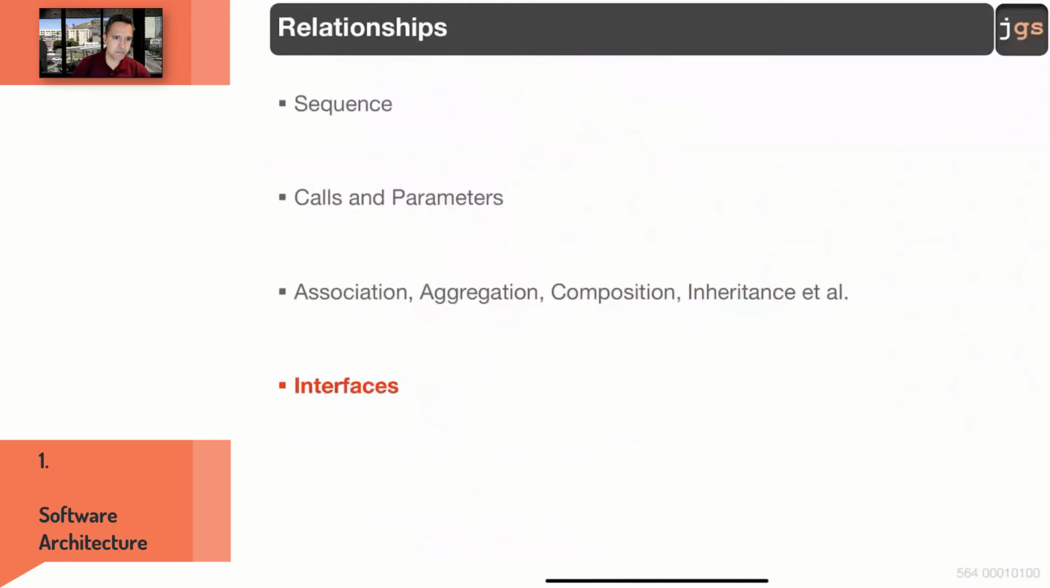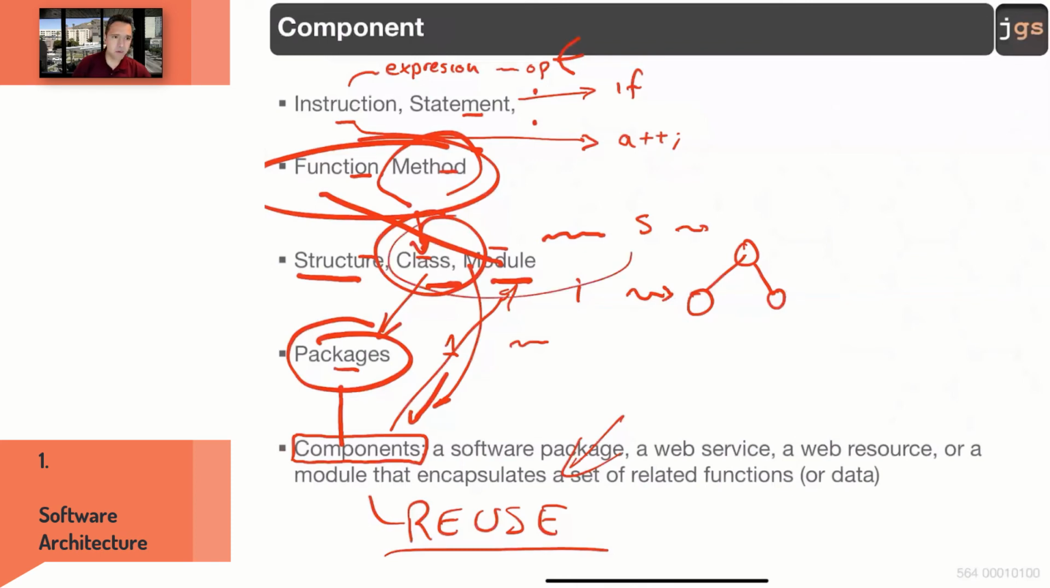Moving forward. Help me with that question: the difference between module and class. What is a module?